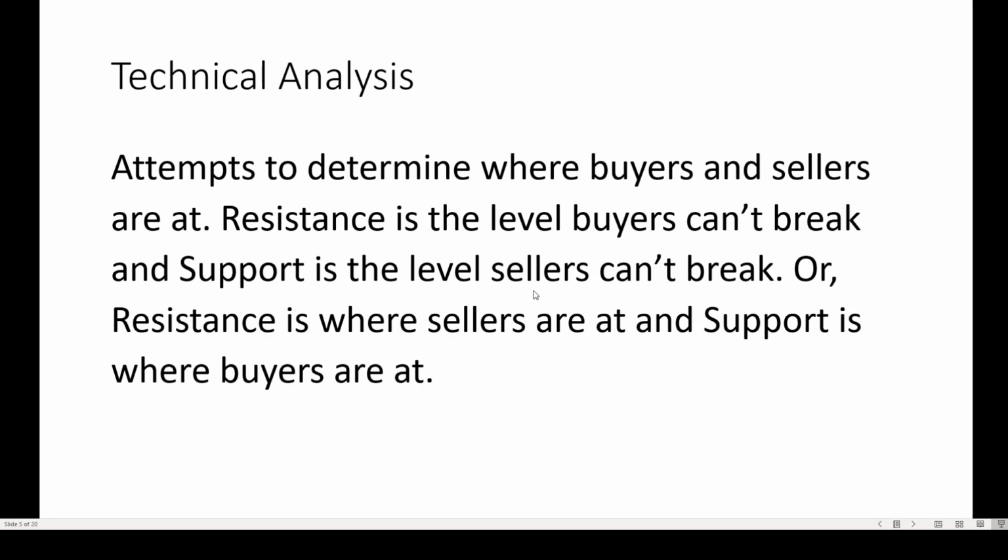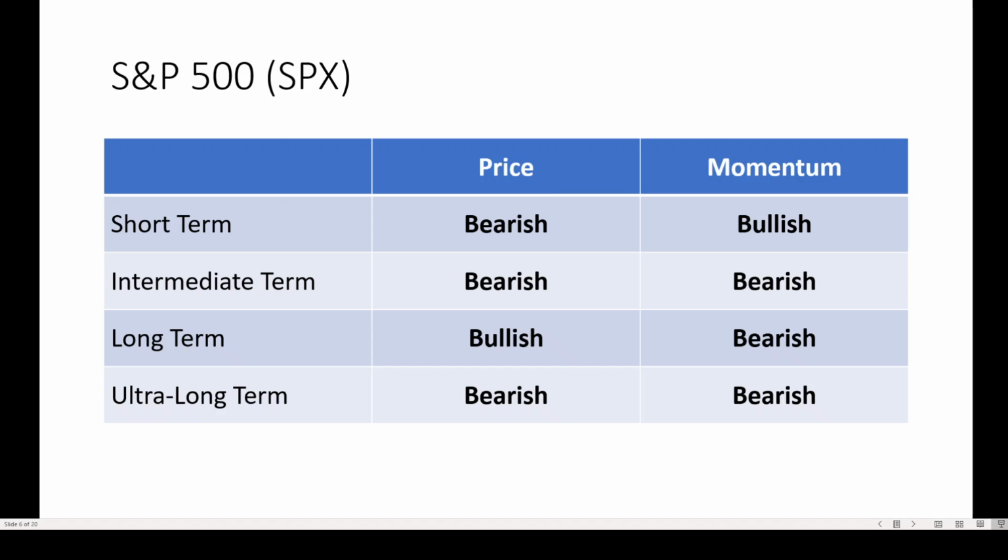Now, what is technical analysis? Some of you think this is hocus pocus. I get it, but really, technical analysis attempts to determine where buyers and sellers are at. Resistance is the level buyers can't break, and support is a level sellers can't break. Or think of it this way: resistance is where sellers are at, and support, that's where buyers are at. Now, I know a lot of people draw a lot of lines on charts, but the key is, where are the buyers and where are the sellers?